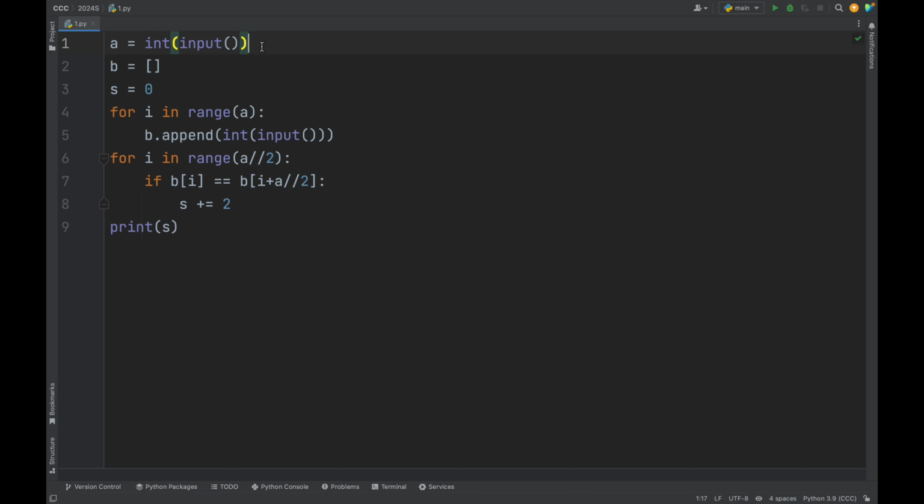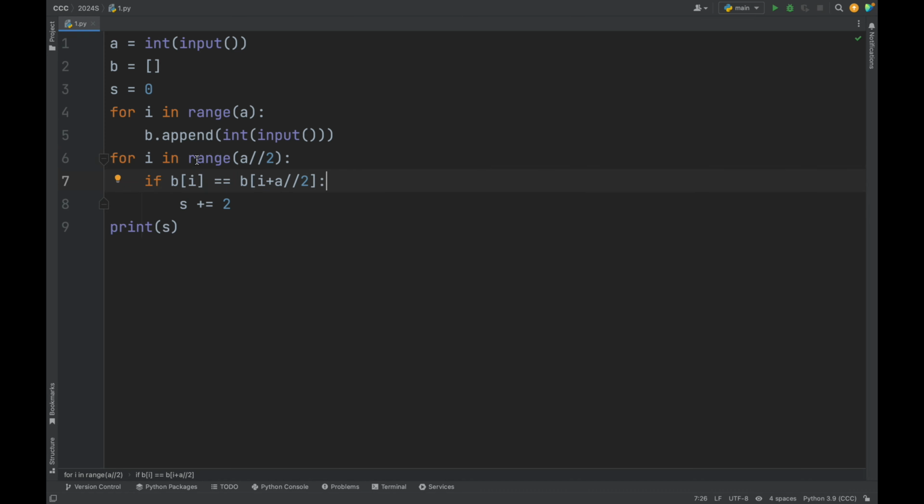A is going to be the number of people, and then B is going to be where the number on everyone's hat is stored. And then S is going to be the number of people who see someone directly across the table with the same number on their hat as them. And then we're going to run a loop that adds the number on everyone's hat into B. We're going to run a second loop.